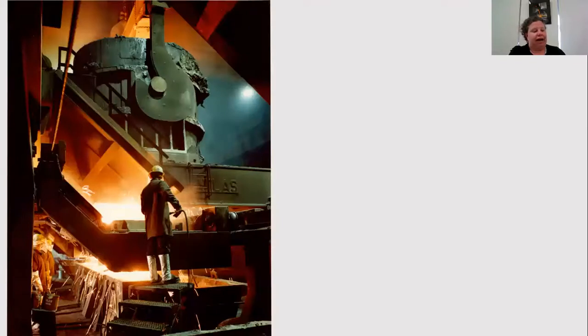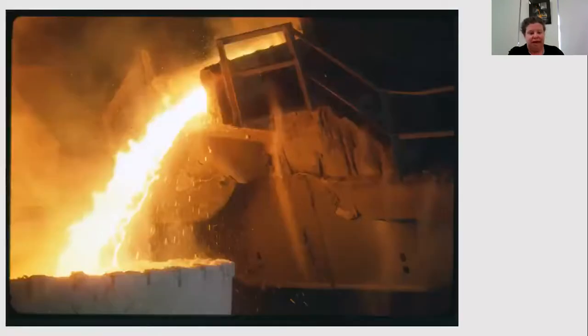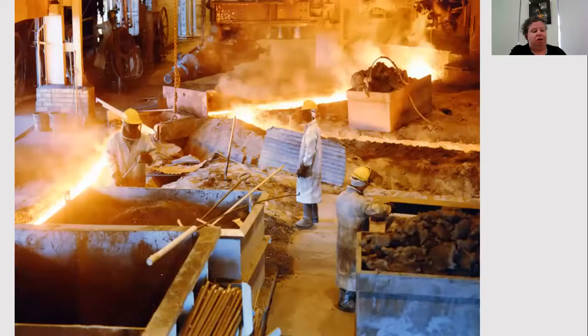The coke and iron ore are mixed together in a large furnace. Then the workers add limestone, a kind of chalky rock. Very hot air is blasted into the bottom of the furnace. This hot air makes the coke burn. Inside the furnace, the temperature rises above 3,000 degrees. The burning coke melts the iron ore.